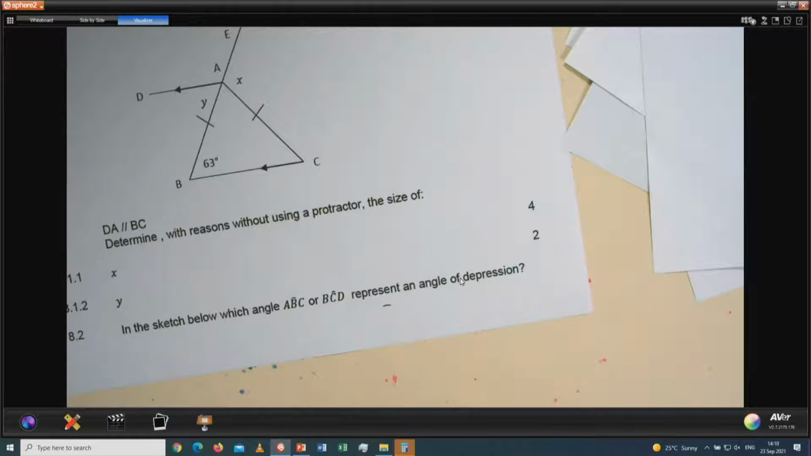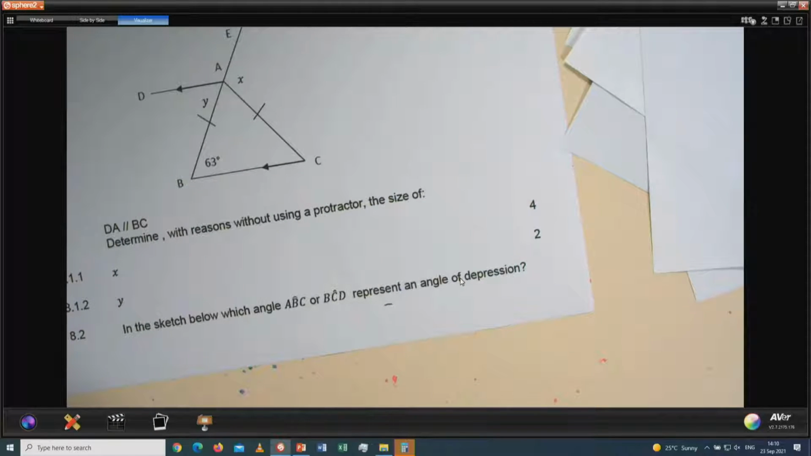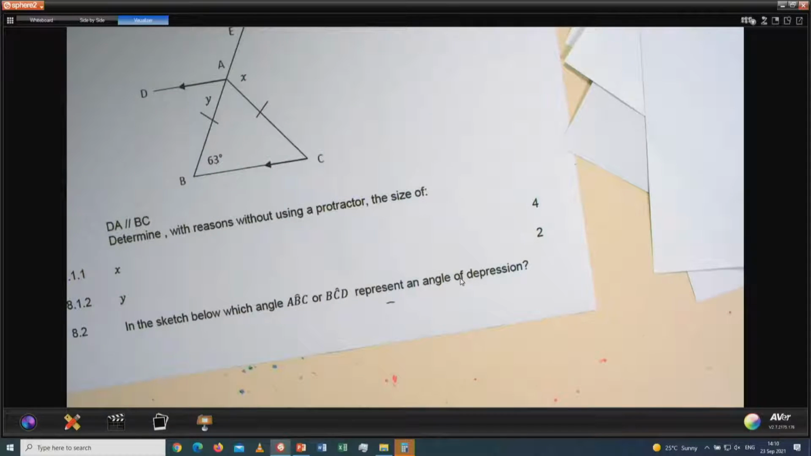Therefore, you are given the lines are parallel. DA is parallel to BC. And what do you know about parallel? Already there. There is your Z. They are looking for X first. So if they are looking for X first now, okay, let's look for X. But where is X? What is the relationship? Again, what is the relationship?